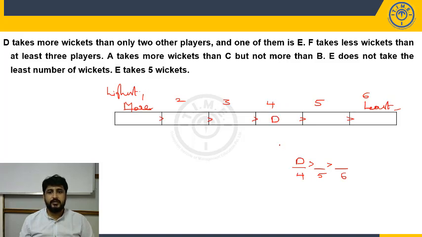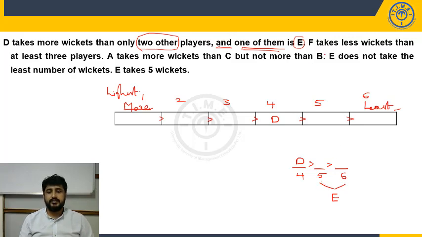Next, and one of them is E. So among these two positions, one of the positions will be given to E, because as mentioned, D takes more wickets than only two other people and one of them is E. So among these two, one of them is E. So E will occupy either fifth position or sixth position.